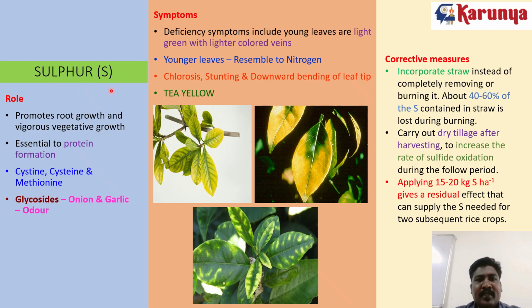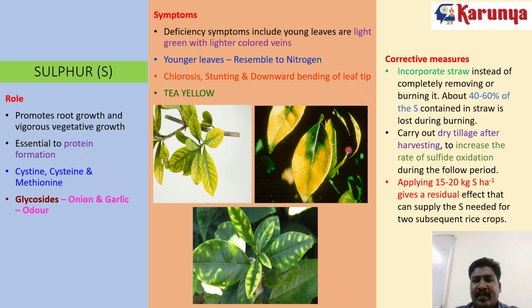The deficiency symptom is light green with light colored veins. The entire leaf will turn yellow in color. So it resembles nitrogen deficiency, but it appears in the younger leaves, not in the older leaves. So chlorosis, stunting and downward bending of the leaf is the deficiency symptom of sulfur. You can clearly see these deficiency symptoms in a tea crop, that is tea yellow deficiency symptoms.